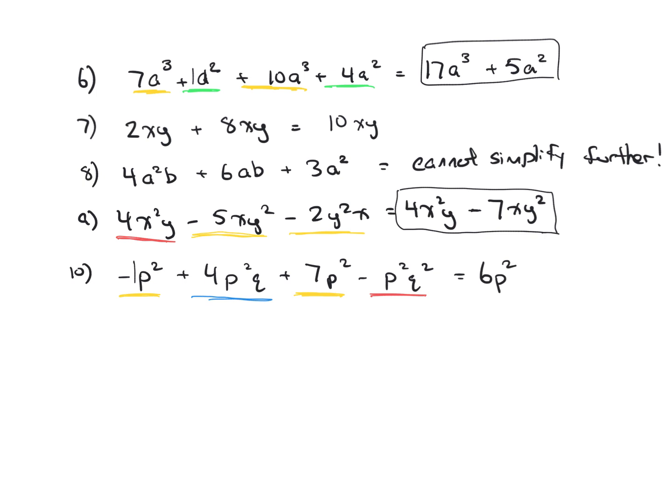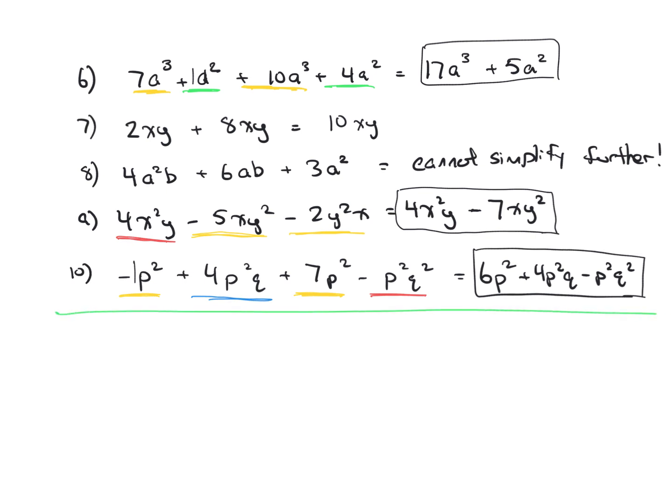Now the blue and the red terms cannot be simplified. So all you do is copy them down as is. And that would be the answer. You cannot go further than this in terms of simplifying. So I'll kind of summarize that at the bottom here.